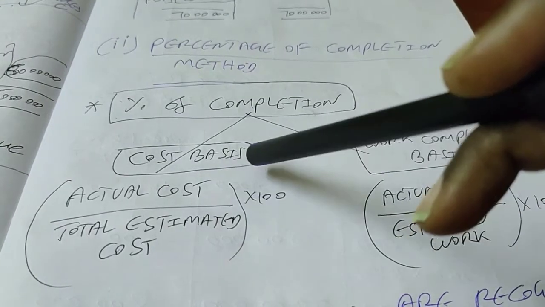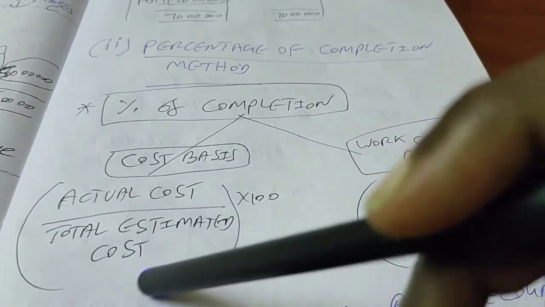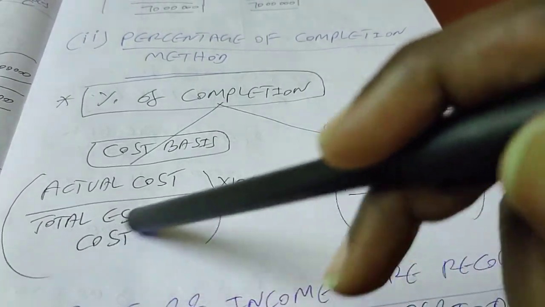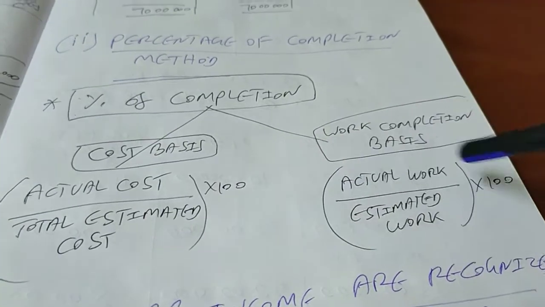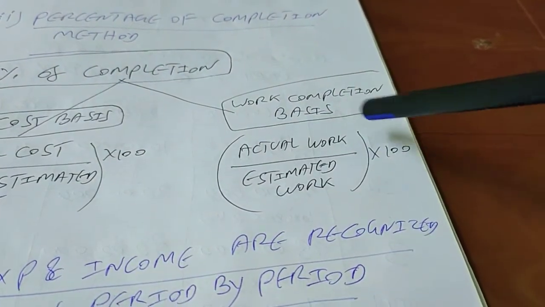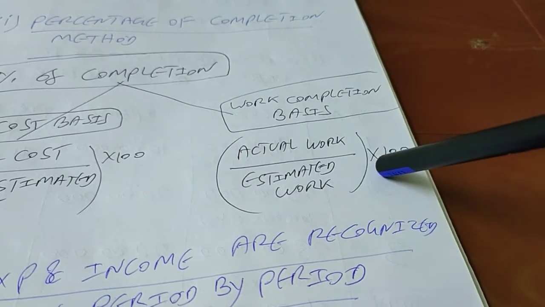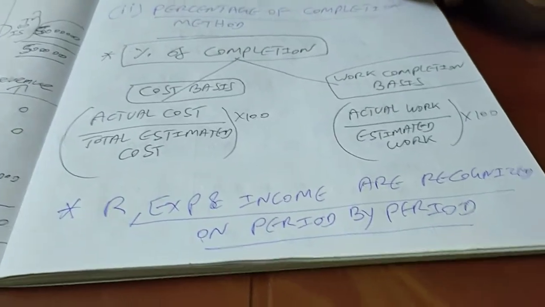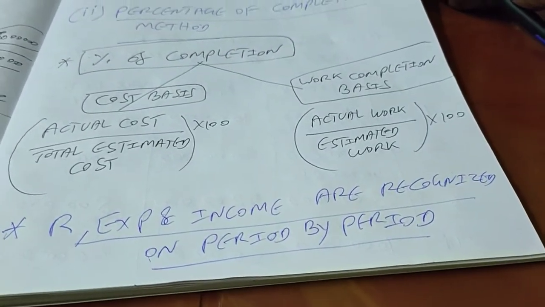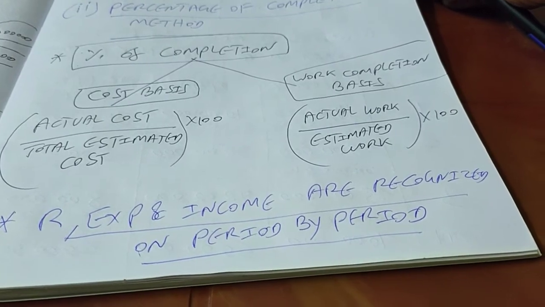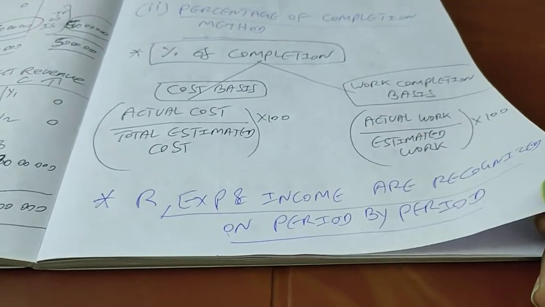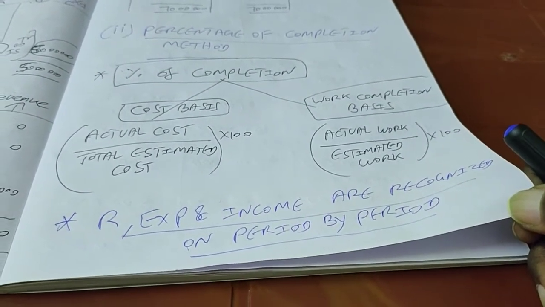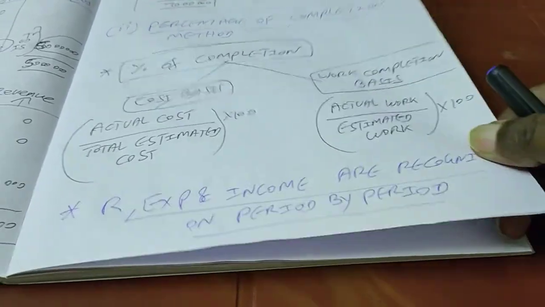If it is on the basis of cost incurred, it is going to be actual cost in that period divided by total estimated cost for the entire project multiplied by 100. If it is on the basis of work completion, then it is going to be actual work divided by total estimated work for the entire project multiplied by 100. The most important point is that revenue, expenses and income, which is nothing but pre-tax profit, are recognized on a period by period basis. To find out how much work is completed, we use either the cost basis or the work completion basis, right?